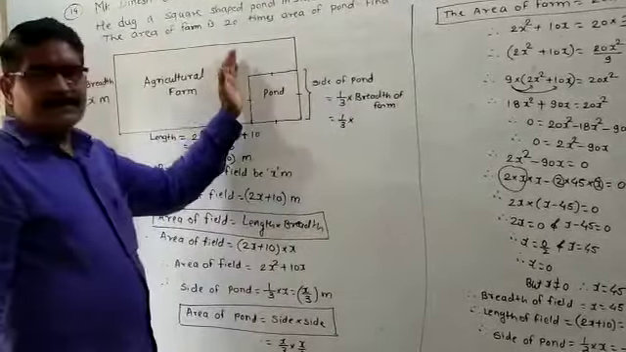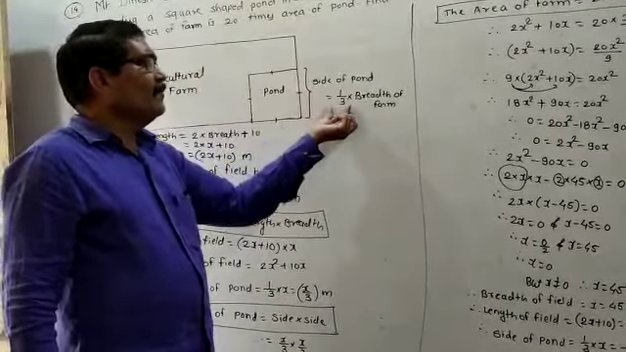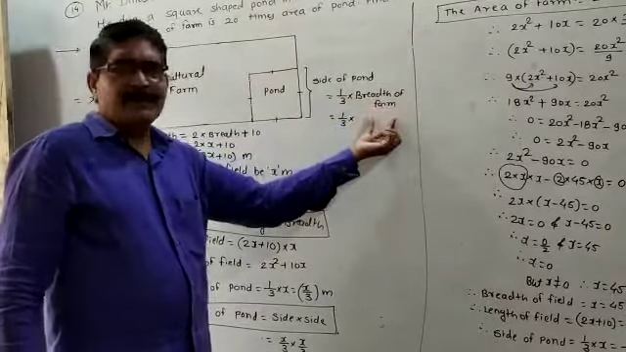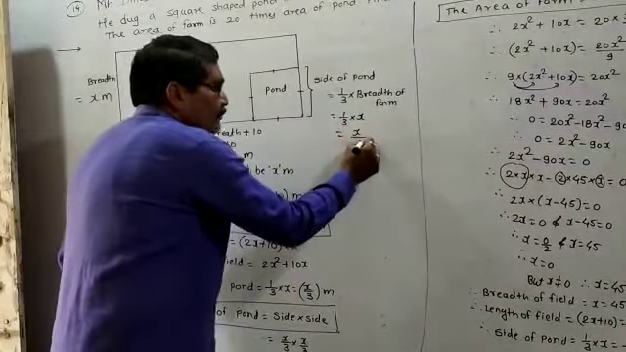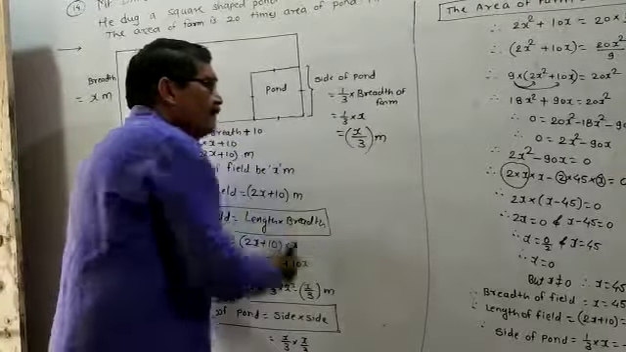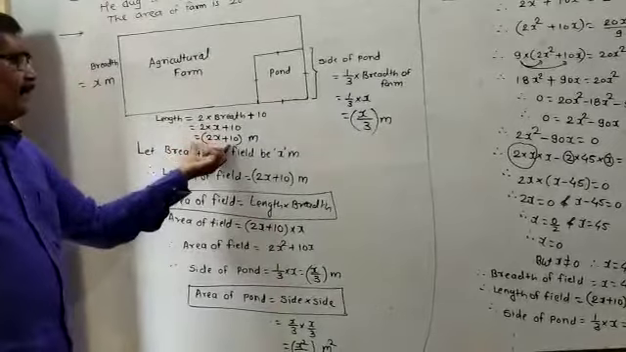This pond is of square shape. So they are saying that the side of the pond is equal to 1/3 into the breadth of the farm. Breadth of the farm is x. At that time this will come x/3 meters. Means try to understand that this is the breadth x. This is the length of the farm.